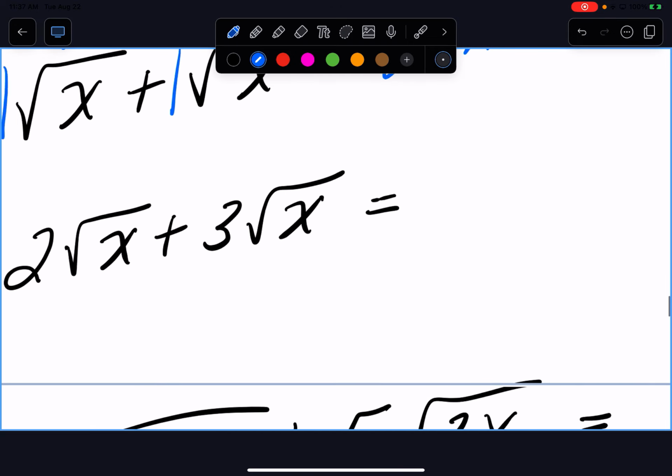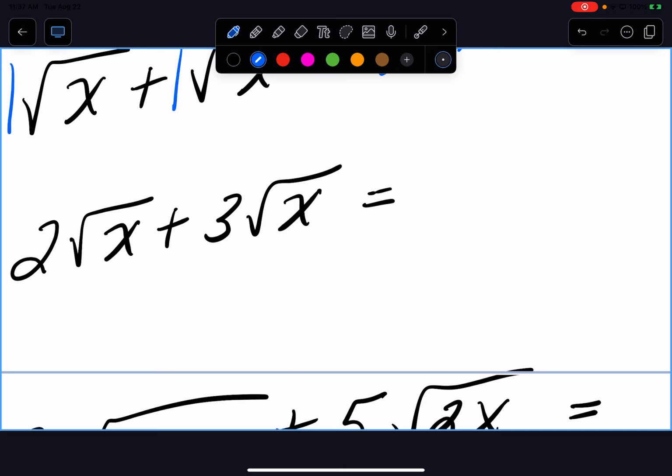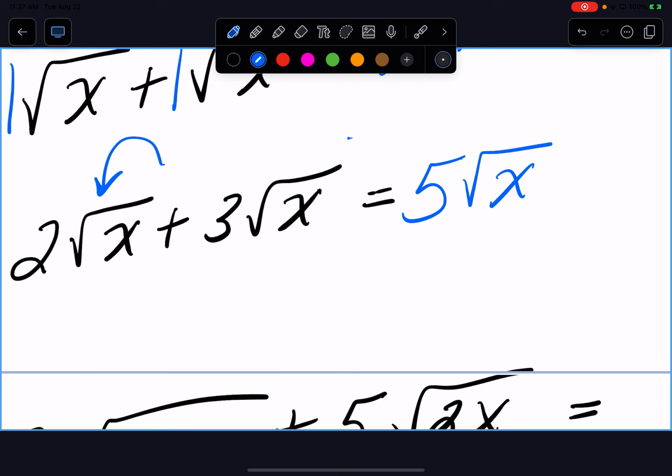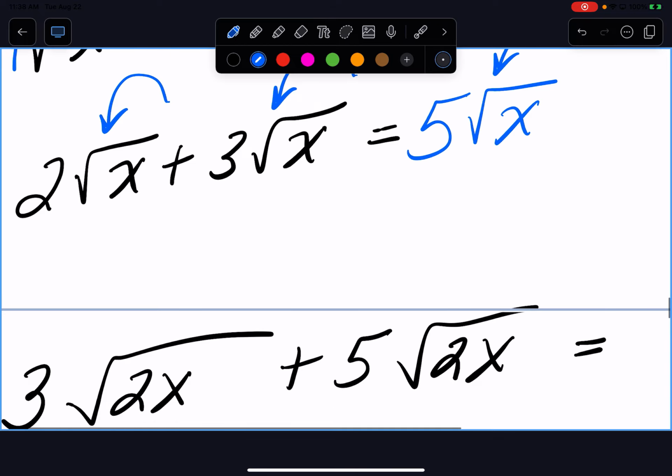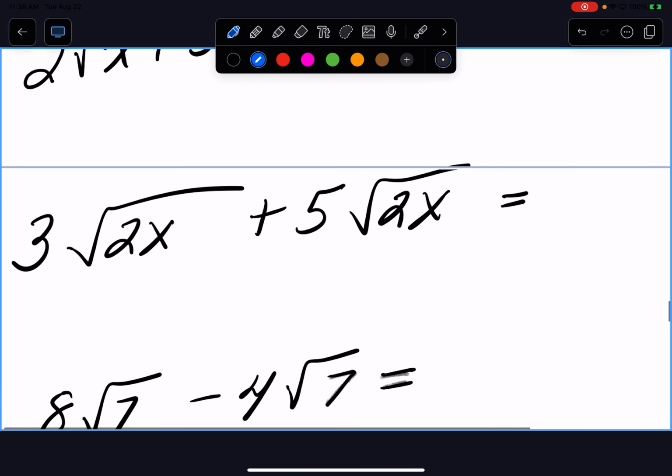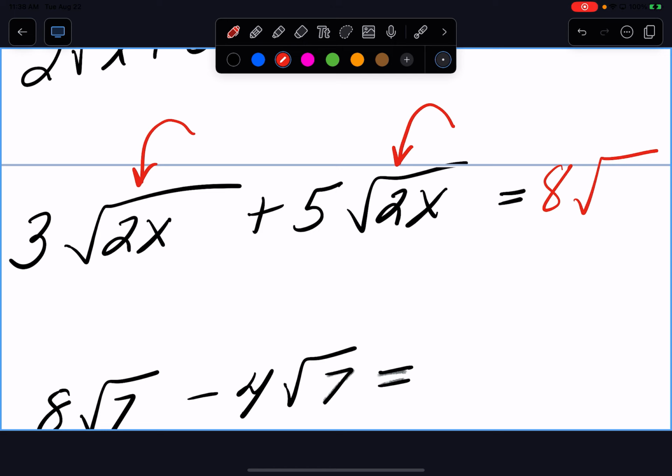All right, look at this one. 2 roots of x plus 3 roots of x is how many roots of x? 5 roots of x. 2 apples plus 3 apples is 5 apples. Okay, all right, let's keep going. Keep looking with me. Can we add these? This is 3 apples plus 5 apples, which is how many apples? 8 apples. Does the apple change? So it's 8 square roots of 2x. Are you making sense of this?